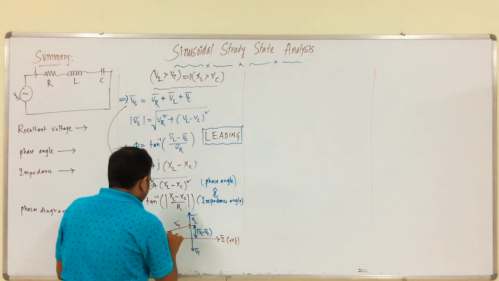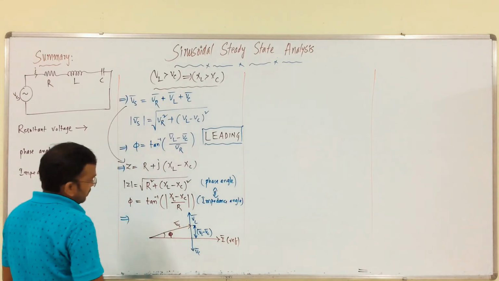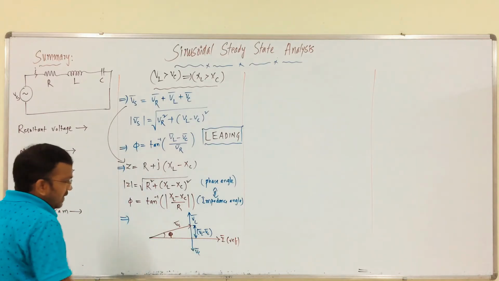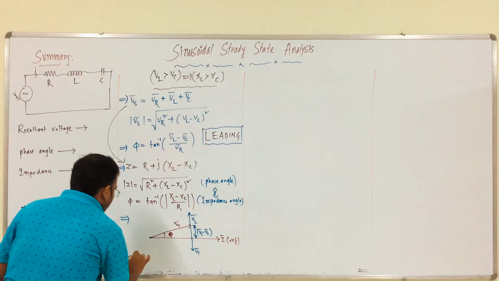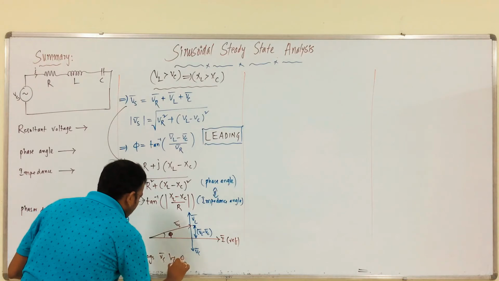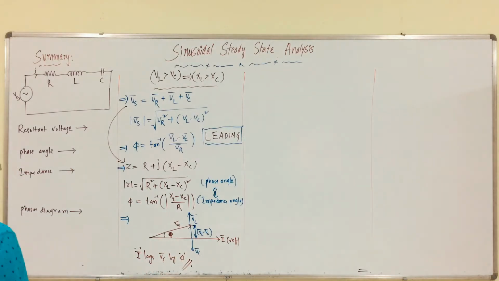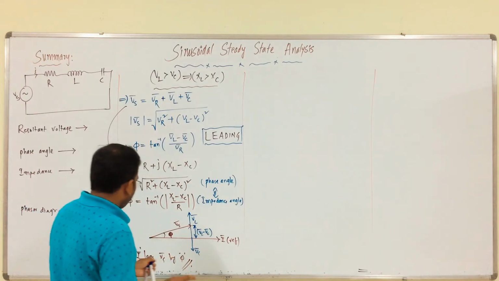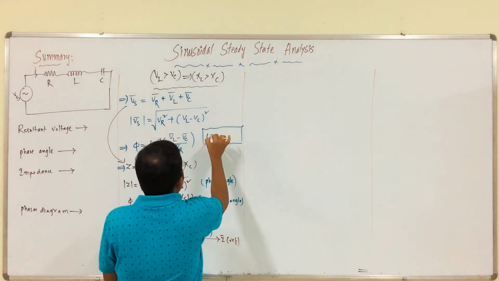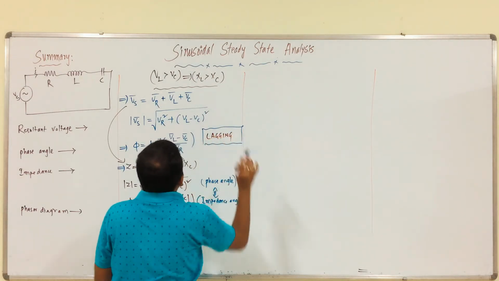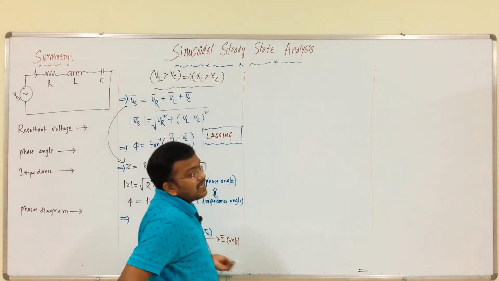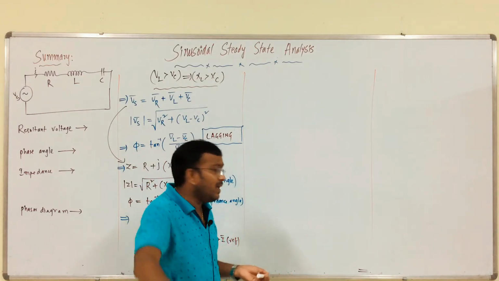See here the current lags the voltage by phi. That is, voltage leads current by phi, so current lags voltage by phi. So, by default if the condition is like that, it is lagging, not leading. Why is it lagging? Inductance effect is more than capacitive effect. So, obviously we are having the phase angle as lagging phase angle or lagging impedance angle.